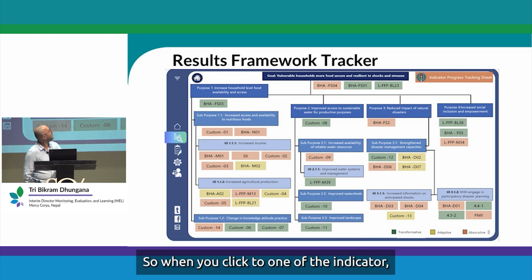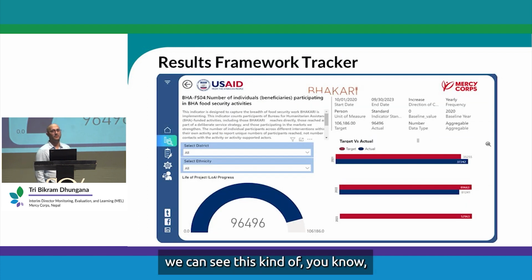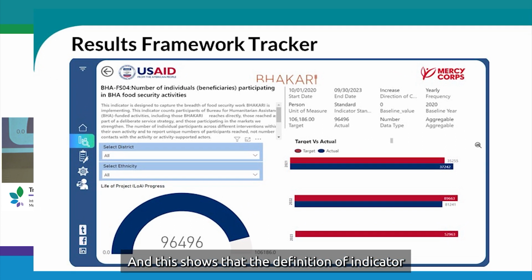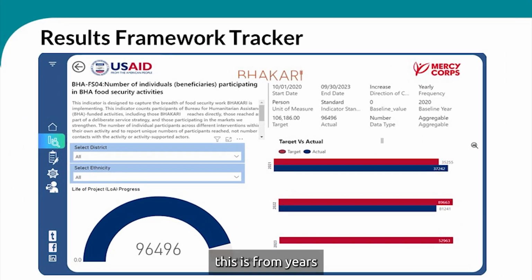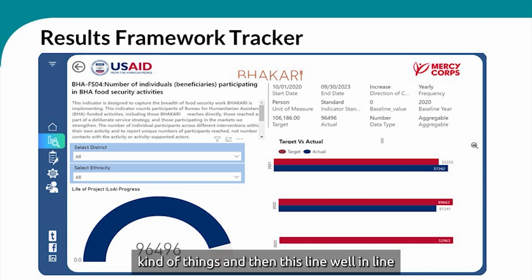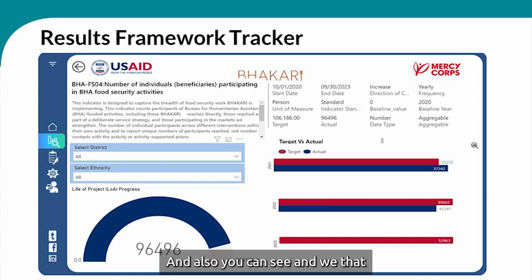So when you click on one of the indicators, maybe FS04, we can see this kind of drill down page, and this shows the definition of the indicator, and this is from TIERS, and there is some other TIERS information like start date, end date, standard, what kind of indicator it is, standard or custom, and then baseline value, end line value, top line information out there, and you can also see different progress and targets over the year, first year, and also you can see LOA achievement till date.